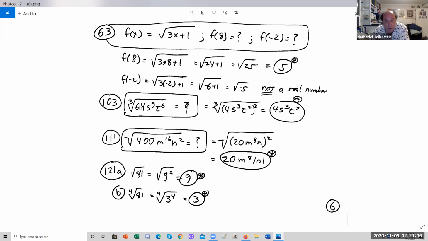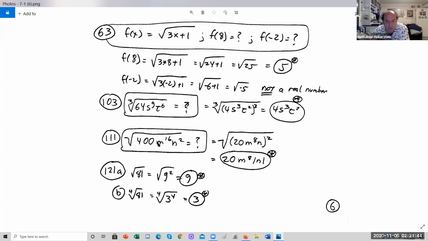Now let's try cube root of 64 s to the 9th t to the 6th. What is that? Well, 64 is 4 to the 3rd power. S to the 9th is s to the 3rd to the 3rd power. T to the 6th is t to the 2nd to the 3rd power. It's simply because 9 is 3 times 3, 6 is 2 times 3. And the cube root and the cube cancel, and you get 4s cubed t squared.